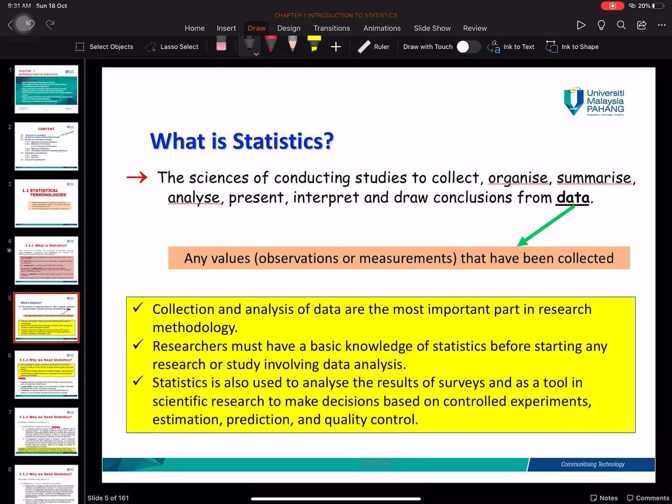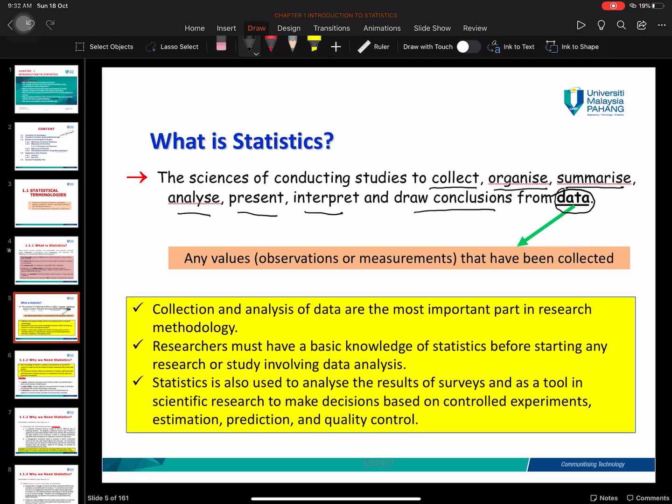Okay, but scientifically, statistic is a science of conducting studies to collect, organize, summarize, analyze, present, interpret, and draw conclusion from the data. So you will collect the data, organize the data, summarize the data, analyze the data, present the data, interpret the data, and then draw conclusion from the data. Okay, so what is the data here?